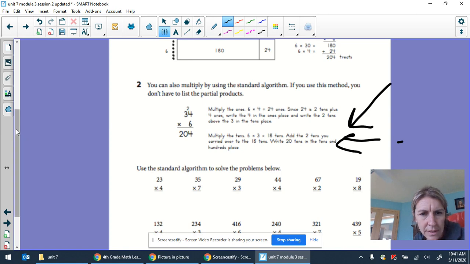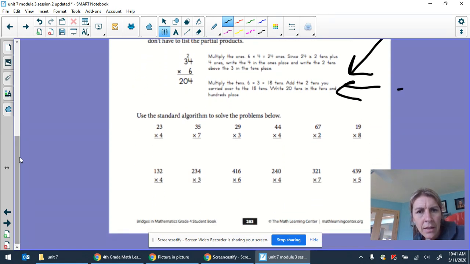So looking down, using the standard algorithm, why don't you try some of these? Pause it, give them a shot, and then I'll do them. I'll do a few. All right, so welcome back. Hopefully you paused. So let's look at 23 times 4. Looking at this, partial products: 20 times 4 is 80. 3 times 4 is 12. So the answer is 92.